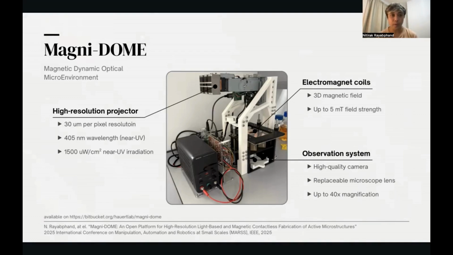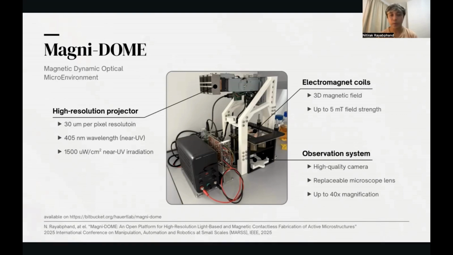The device includes three systems: the projection system, the magnetic system, and the observation system. The projection system is made of a high-resolution near-UV light projector, which can project 405 nanometer wavelength to cure liquid hydrogel into gelatin structures. With the high resolution, this allows projection down to 30 microns for a single pixel.